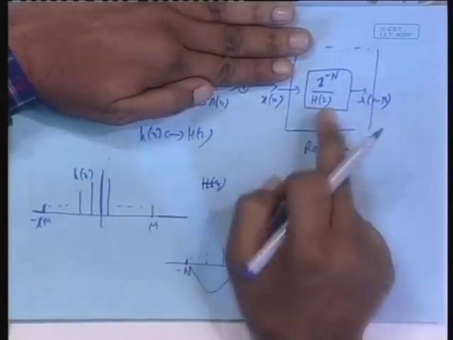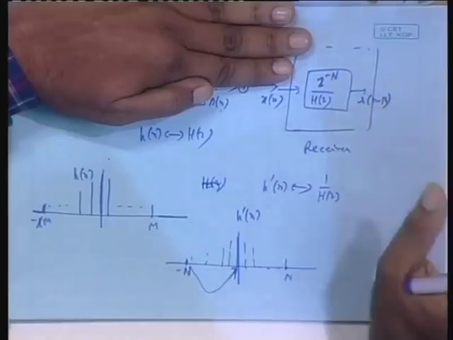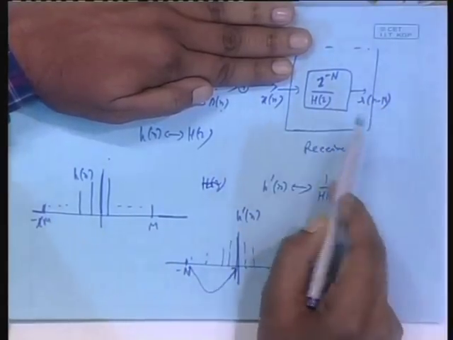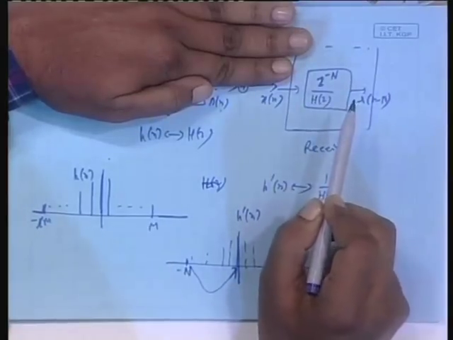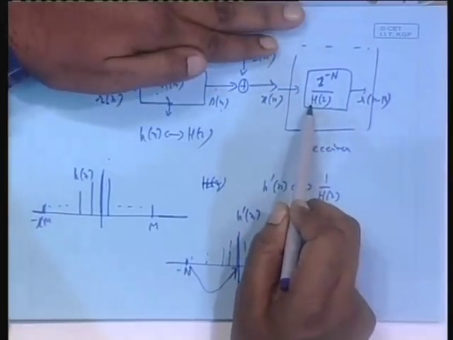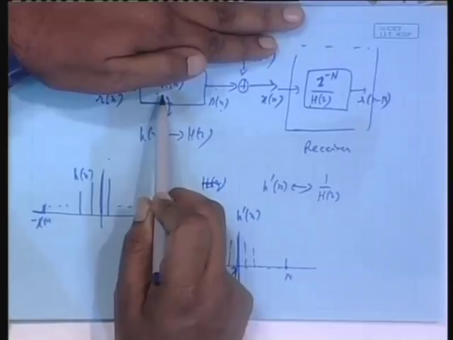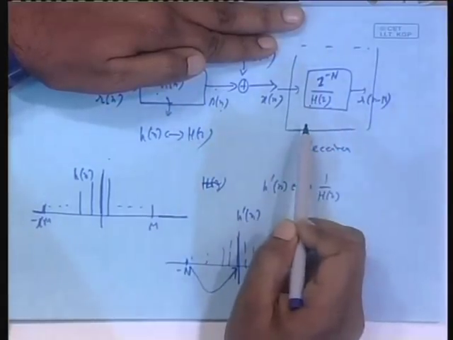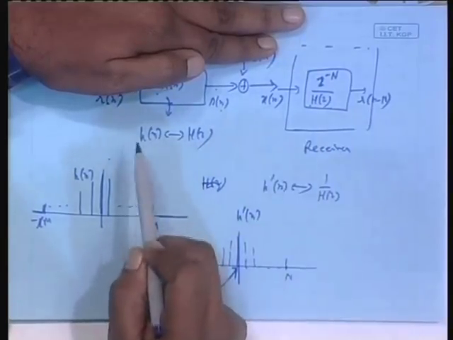As long as I get the same data, but only after a delay of N clock cycles, I do not care. Problem here is, so far so good, this is called a linear equalizer. Only thing is, to know capital H(z), I must know what is small h n. I must know what is capital H(z), and therefore, I can take the reciprocal. But who will give me h n? Where from did h n come up?